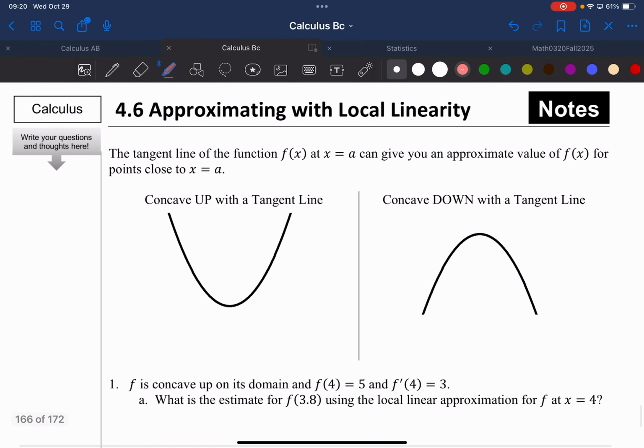Okay, so 4.6 notes is approximating with local linearity. It says the tangent line of the function f of x at x equals a can give you an approximate value of f of x for points close to x equals a. So concave up with a tangent line, we know our tangent line is going to be below this graph if it's concave up. Okay, if it's concave down, we know that our tangent line is going to be above.